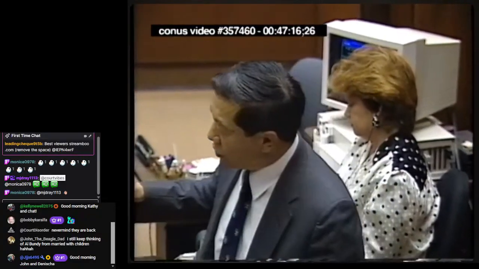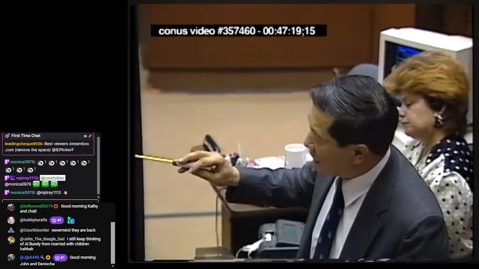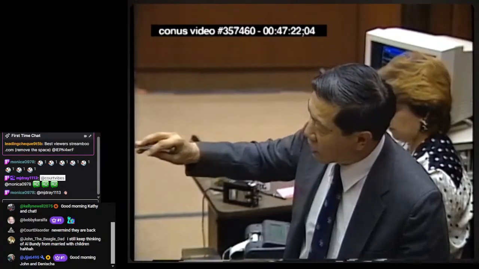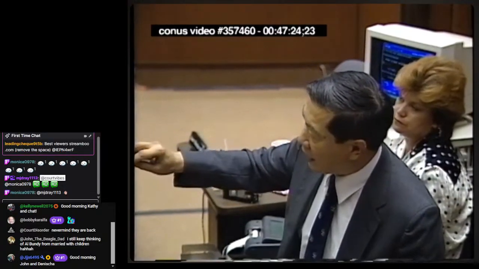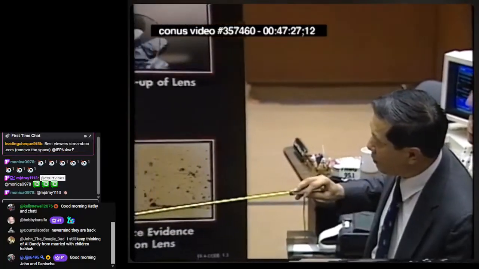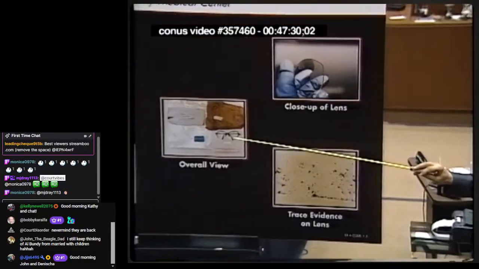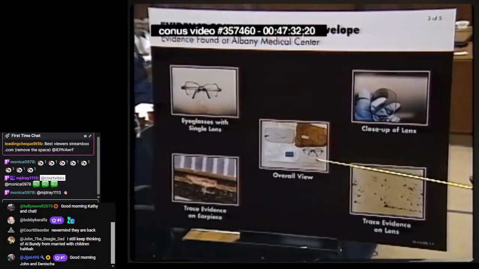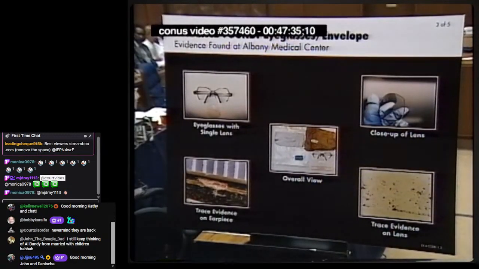The overall view of the center picture depicts the items I found inside of the envelope and a brown paper bag, which consists of a pair of eyeglasses. However, only one lens was found.